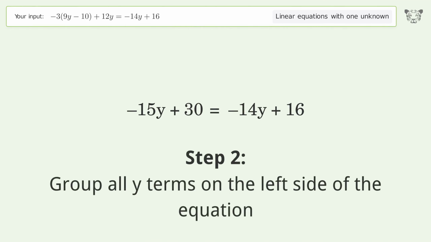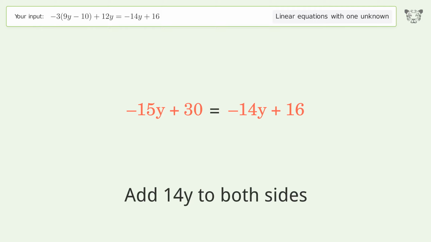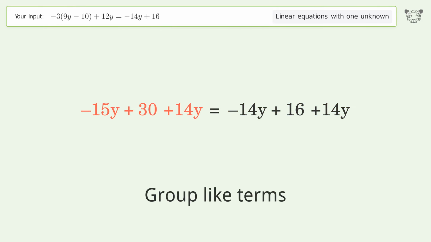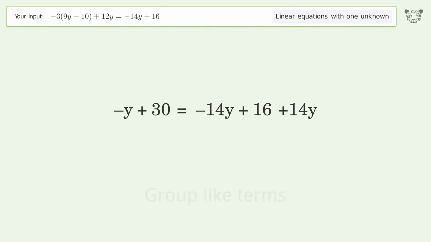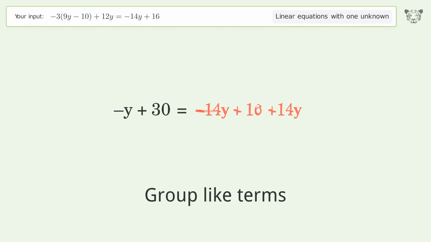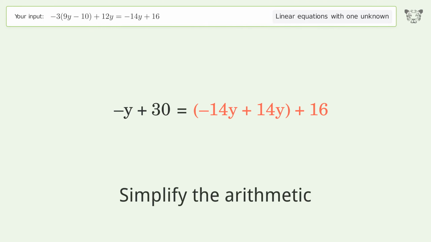Group all y terms on the left side of the equation. Add 14y to both sides. Group like terms. Simplify the arithmetic. Group like terms. Simplify the arithmetic.